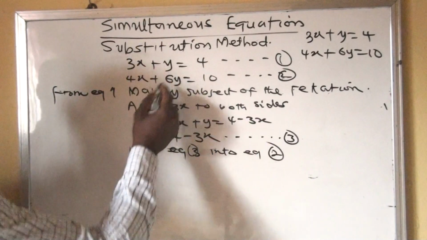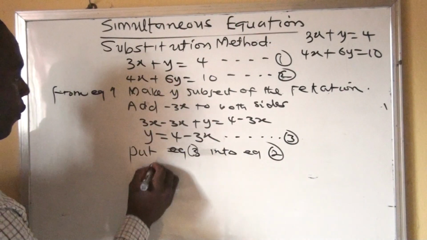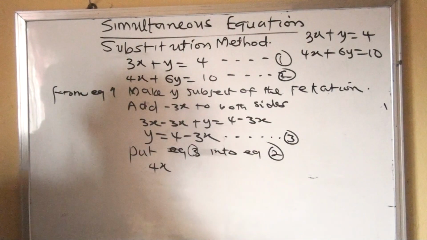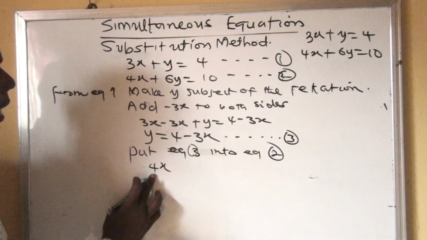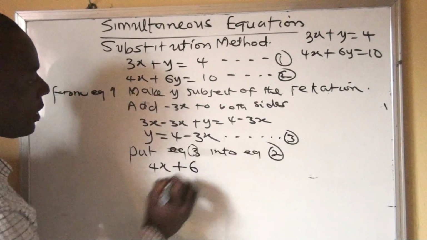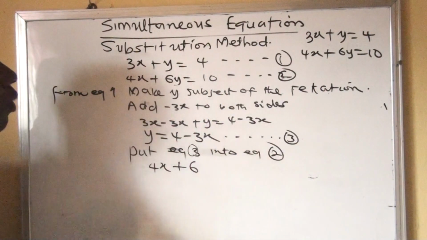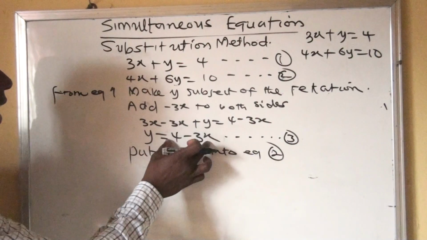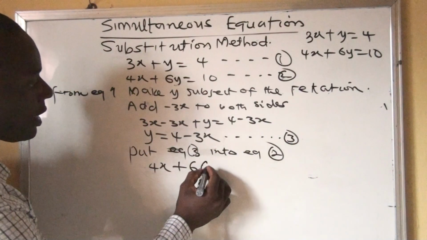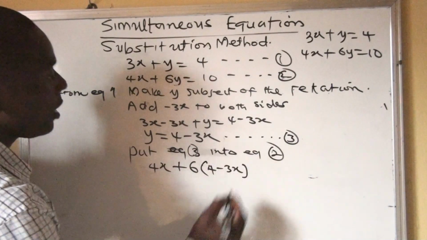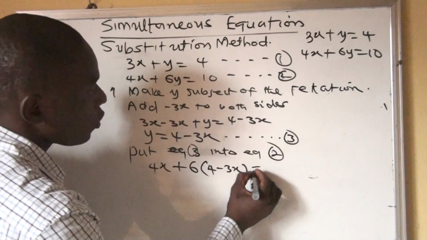So anywhere we see y, what do we do? We put 4 minus 3x. Here is 4x plus 6, and this means 6 times y, so everything here, the 6 will multiply it. This will be 6 open brackets 4 minus 3x, is equal to what?